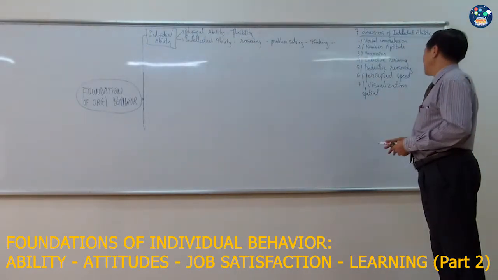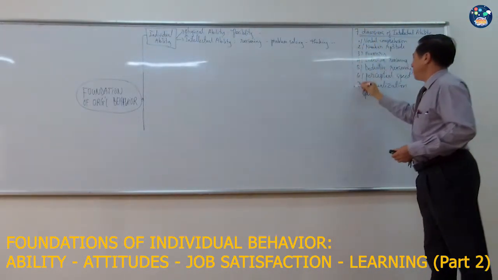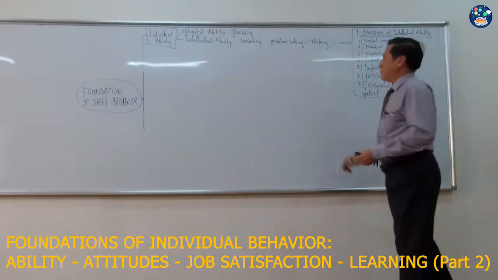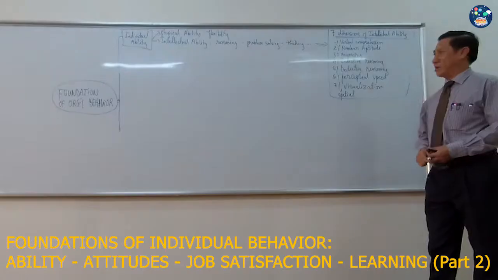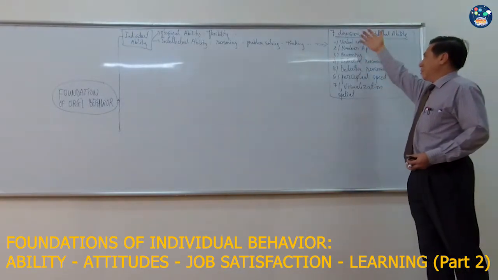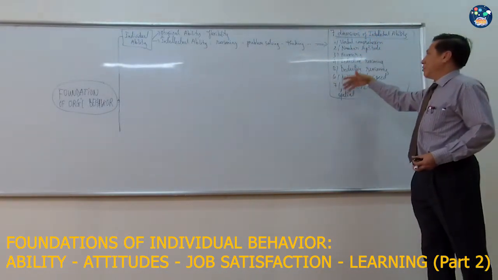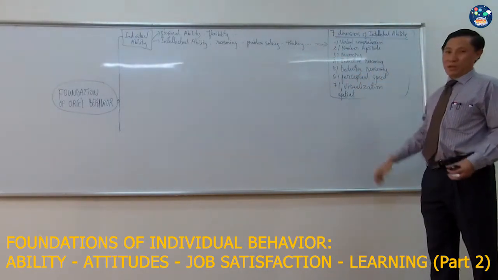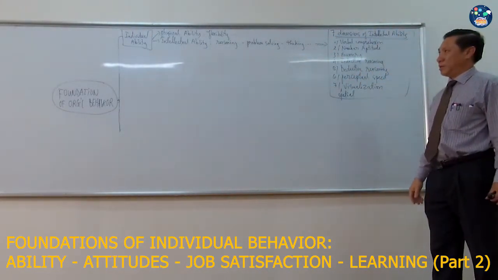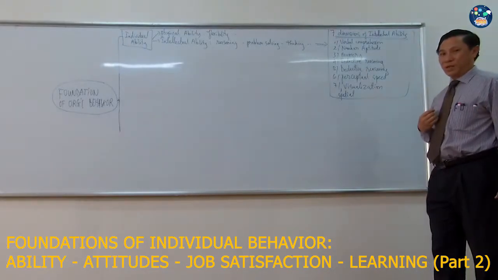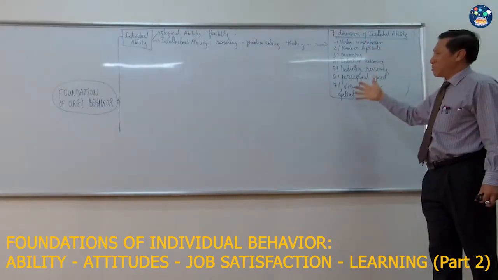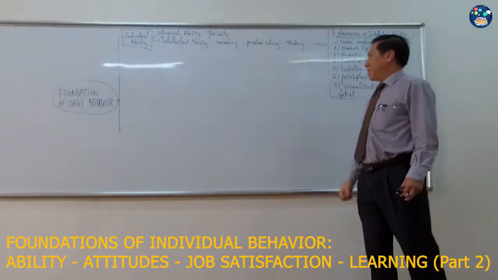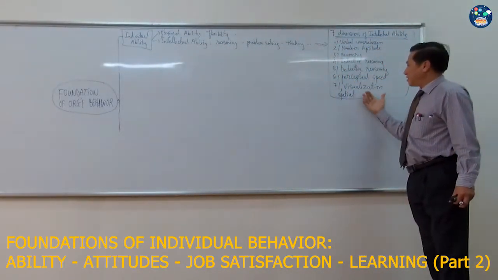Spatial visualizations. So here are 7 dimensions of intellectual ability. As a manager, we have to understand what makes up intellectual ability. Our job is to select the right people with the right ability to do the right things. So we have to base on this.